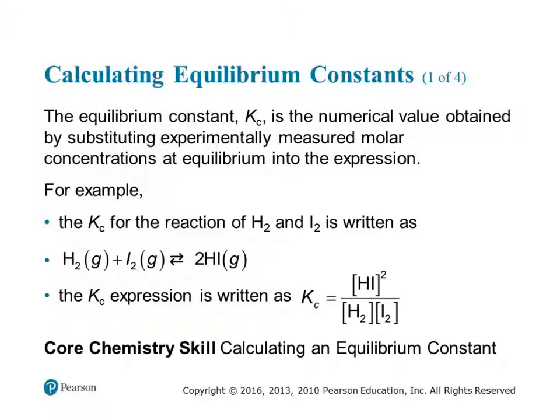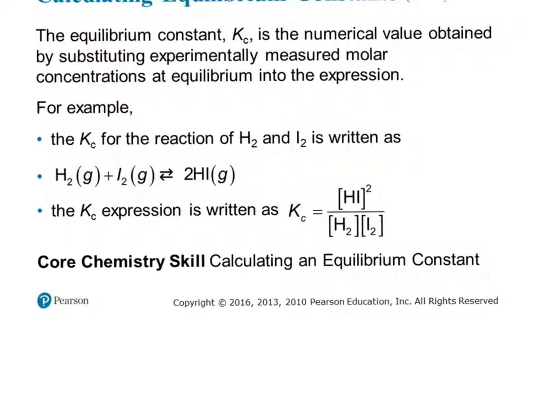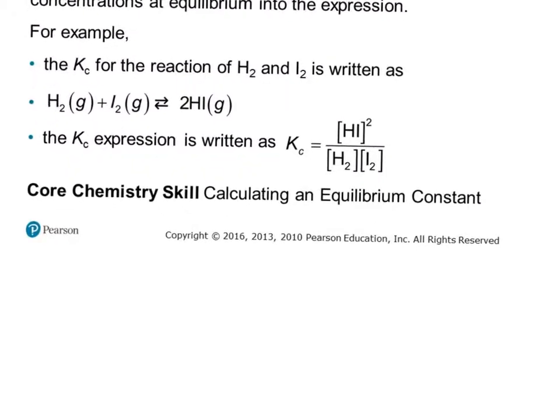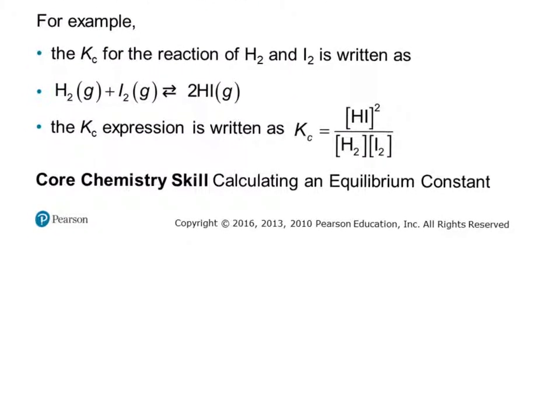Let's take a look real quickly and familiarize ourselves with a pretty common reaction when it comes to talking about equilibrium. And that's the reaction of hydrogen with iodine to form 2 moles of hydrogen iodide. The equilibrium constant for that is going to be the products over the reactants. So we've got hydrogen iodide squared divided by the concentration of hydrogen divided by the concentration of iodine.